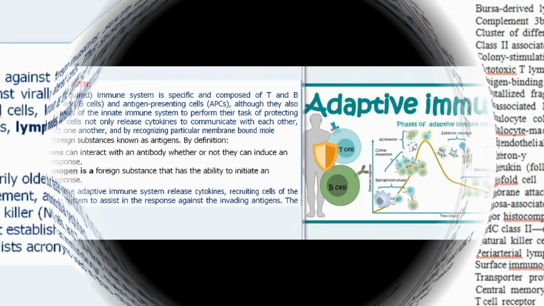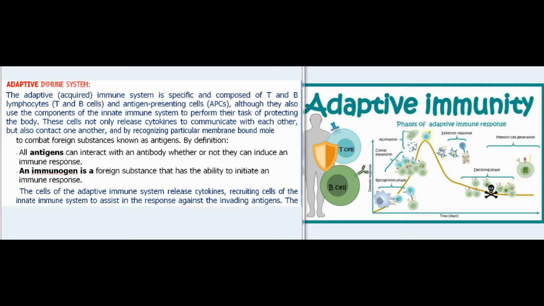Adaptive immune system. The adaptive (acquired) immune system is specific and composed of T and B lymphocytes (T and B cells) and antigen-presenting cells (APCs), although they also use the components of the innate immune system to perform their task of protecting the body. These cells not only release cytokines to communicate with each other, but also contact one another, and by recognizing particular membrane-bound molecules, combat foreign substances known as antigens. By definition, all antigens can interact with an antibody whether or not they can induce an immune response.